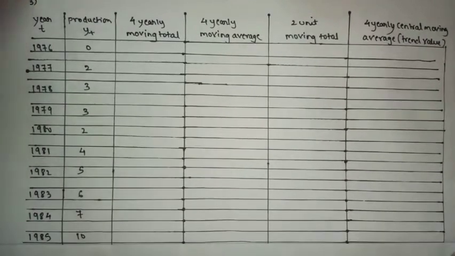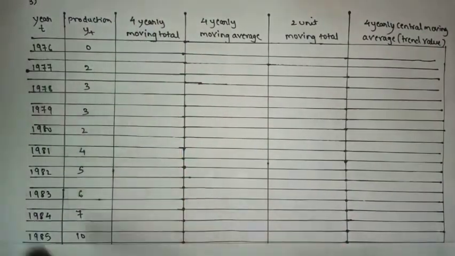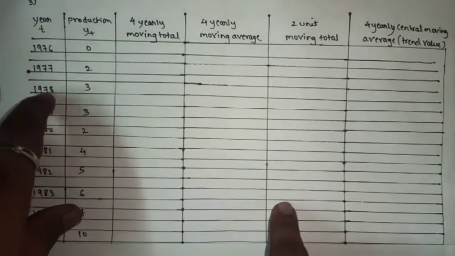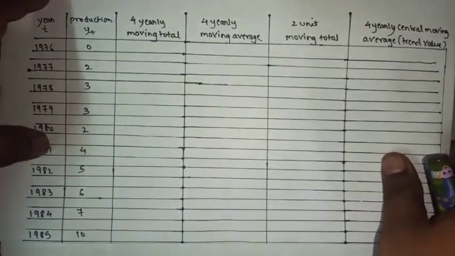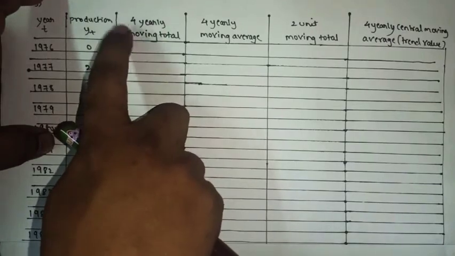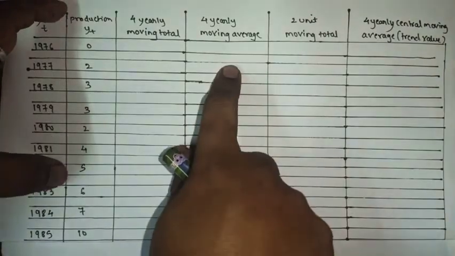So now we'll take one example based on 4 yearly moving average. Here you can see the table, it is different from 3 and 5. In the first column you will write year, in the second column you will write production. For 3 and 5 also it was the same, but from the third column there is a change. In the third column you will write 4 yearly moving total. In the next column you will write 4 yearly moving average.